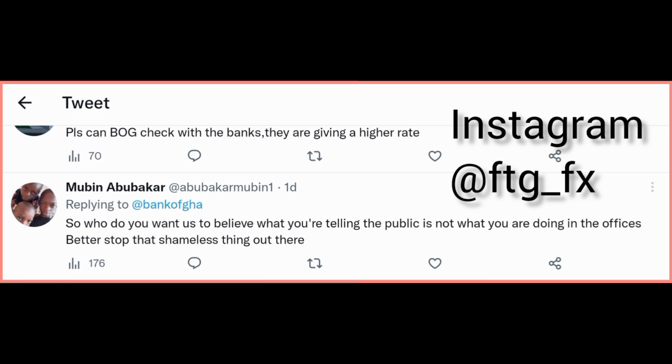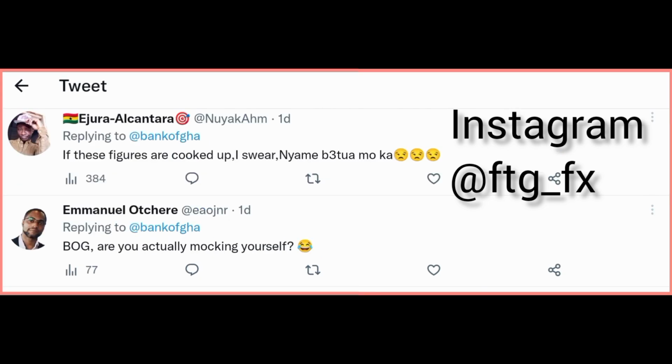So for me, putting all of these three analyses together, that is the technical analysis, fundamental analysis, and sentimental analysis, I feel that yes, in the short term the Ghana cedi has gained some strength, but in the long term the Ghana cedi is still weak.